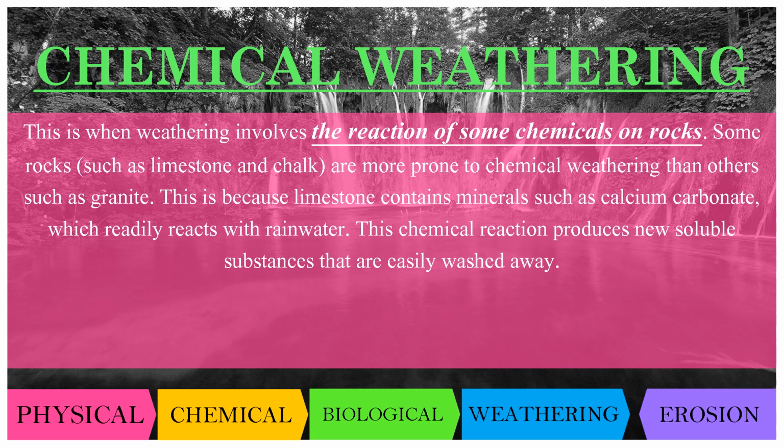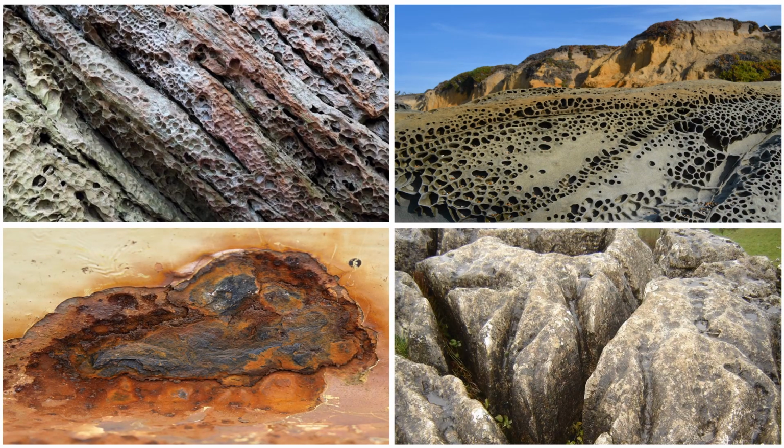What could be the reason for that? This is because limestone contains minerals such as calcium carbonate, which readily reacts with rainwater. This chemical reaction produces new soluble substances that are easily washed away. This illustration shows an example of chemical weathering.